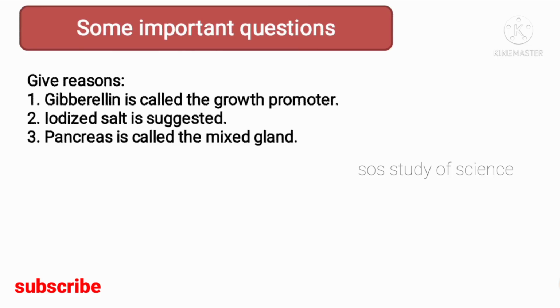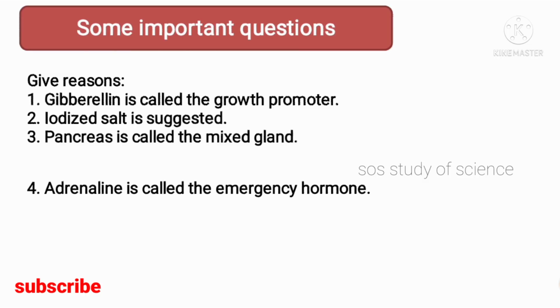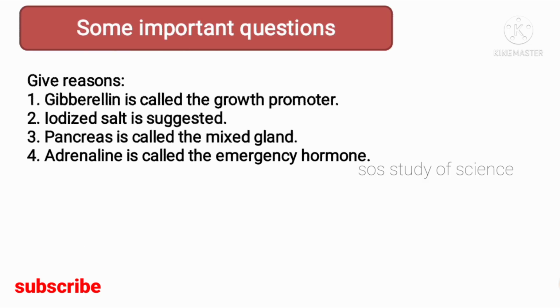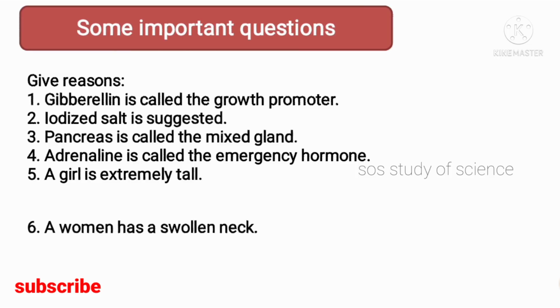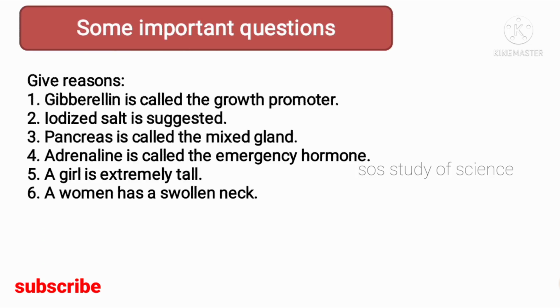Okay. Next, adrenaline is called an emergency hormone because it is released during the emergency condition. Next, a girl is extremely tall. This is because of the hormone called growth hormone, which is released by the pituitary gland. Then you can also expect a woman has a swollen neck because deficiency of thyroxine leads to goiter, which results in swollen neck. All this concept I have already explained. Preparing the body for emergency, that means during emergency condition, adrenaline hormone is released by the adrenal gland. So these are some of the concepts from this particular lesson.